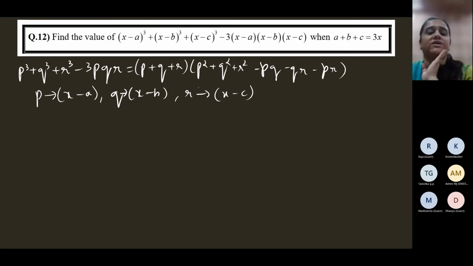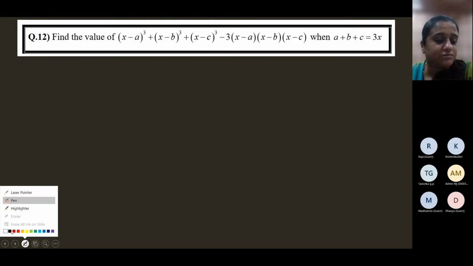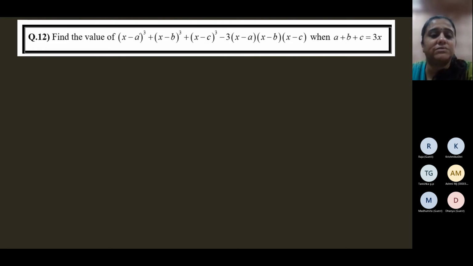P, Q, and R. X minus A, X minus B, X minus C. Write it again, children. Please relate it. I'm first writing the identity. You can see here there's something like P cubed, Q cubed, R cubed, 3pqr.